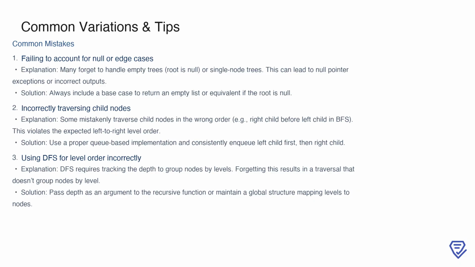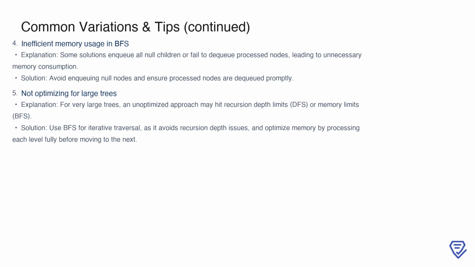Finally, some might attempt to use a depth-first search approach for level order traversal but forget to track the depth to group nodes by their respective levels. To avoid this, pass depth as an argument to the recursive function or maintain a global structure that maps levels to their corresponding nodes.